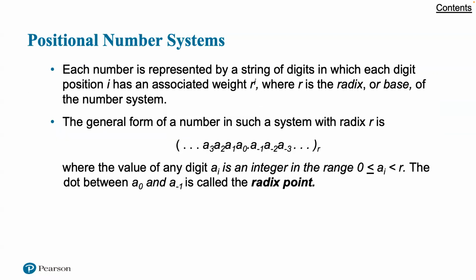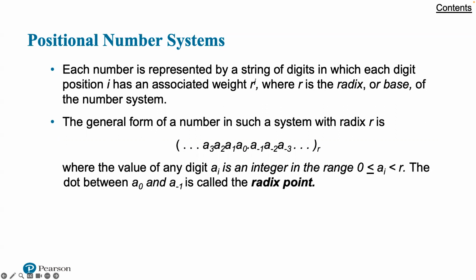In a positional number system, each number is represented by a string of digits in which each digit position i has an associated weight r to the i, where r is the radix or base of the number system. The general form of such a number in a system with radix r is shown here, and I won't go ahead and read that, but you can see how that would work.